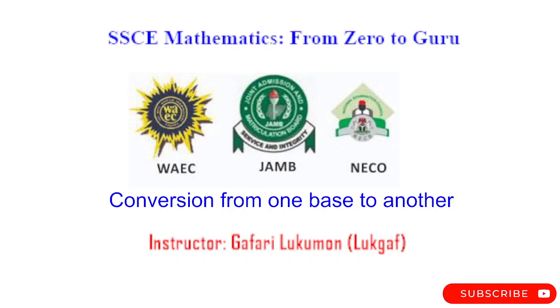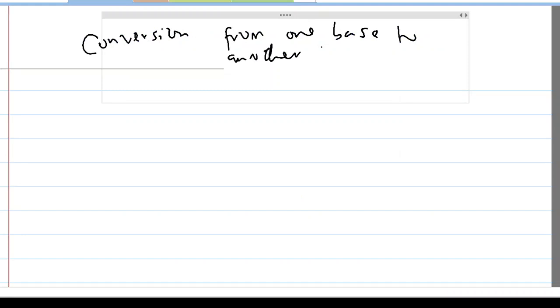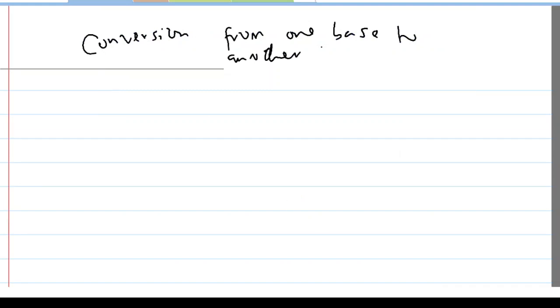Today, I'm going to teach you how you can convert from one base to another. Don't forget, in the last class, I taught you how you can convert from other bases to base 10. Simply, you have to mark the number from your right hand side, multiply, and take the sum of each of the numbers. But today, how do you convert a number from one base to another?